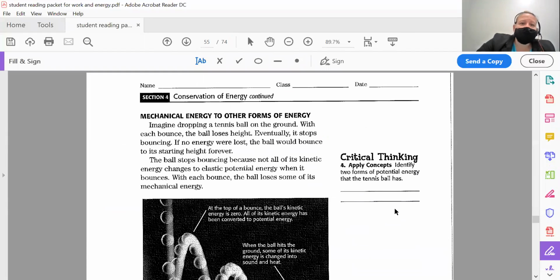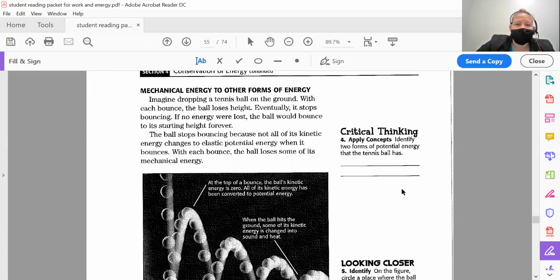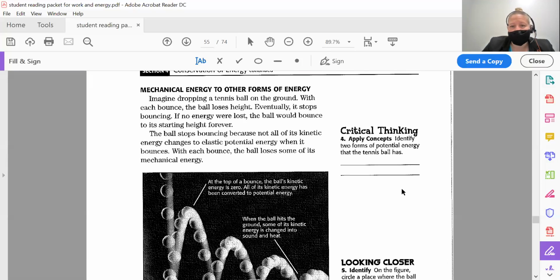All right, mechanical energy to other forms of energy. Imagine dropping a tennis ball on the ground. With each bounce, it loses height. Eventually, it stops bouncing. If no energy were lost, the ball would bounce to its starting height forever. The ball stops bouncing because not all of the kinetic energy changes to elastic potential energy when it bounces. With each bounce, the ball loses some of its mechanical energy.